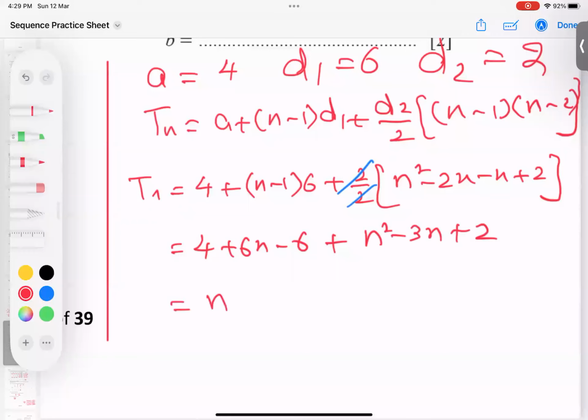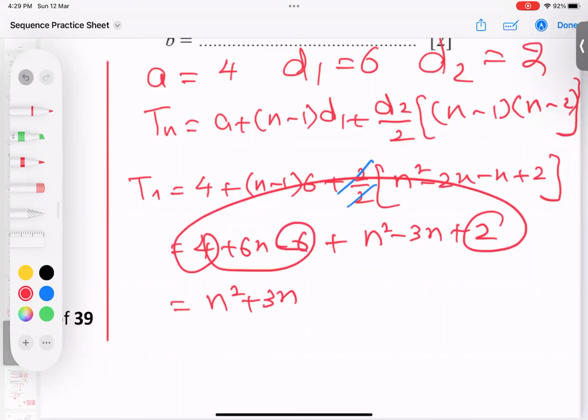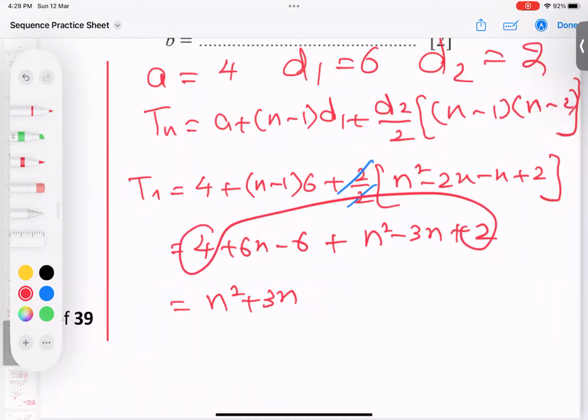Now, the last step. I'm copying this and this. If I solve this together, I get 3n. And 2 plus 4 is 6, and 6 minus 6 cancel out. I repeat, 4 plus 2 is 6, and minus 6 is also present there. So all the constant values cancel, and this is my answer.